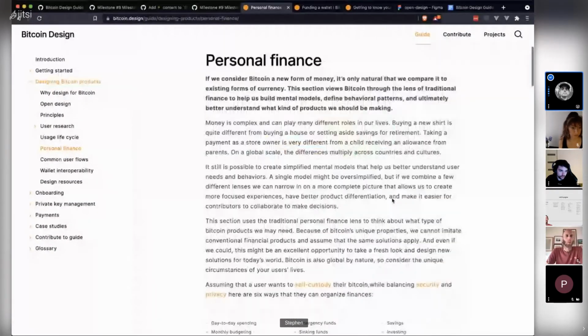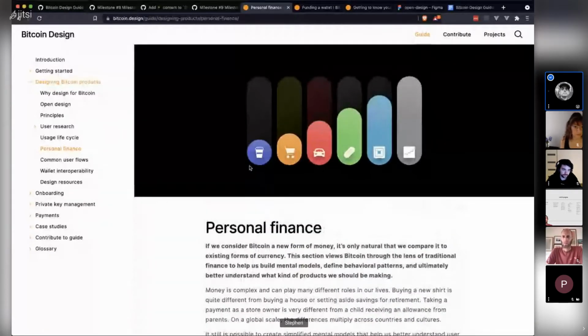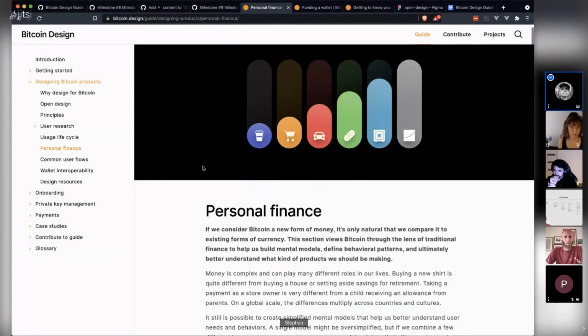So here's the page right now, and in my draft PR, I've already, well, as an overview, obviously this page goes through different types of, it makes comparisons between traditional finance and different types of ways you would interact with traditional finance, and then how you do that on Bitcoin.